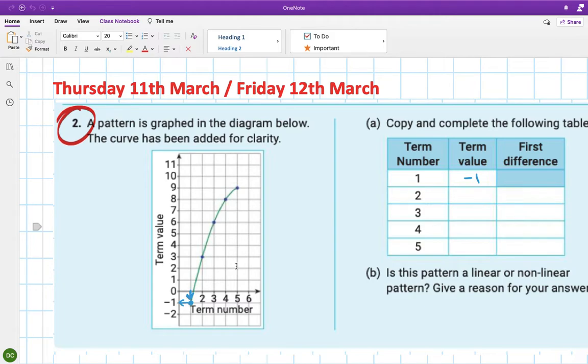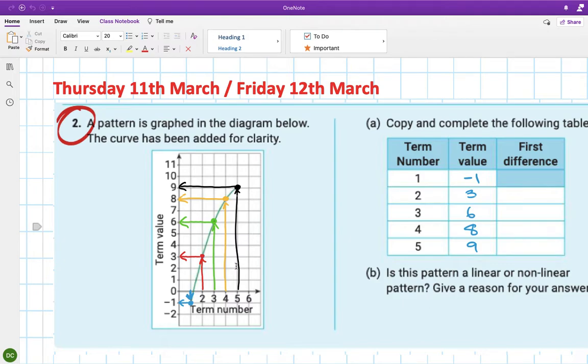Okay, next we go to term number 2, which is here. Go up till we see the dot and go across to get the value of the term, and that has a value of 3. Next we go to term 3, we go up until we get the dot, and then we go across to 6. Fourth one, try and stay straight, up to the dot, and then go across and get the value, and the value is 8. And then the last one, we go up from term number 5 till we hit the dot and we go across and we get 9.